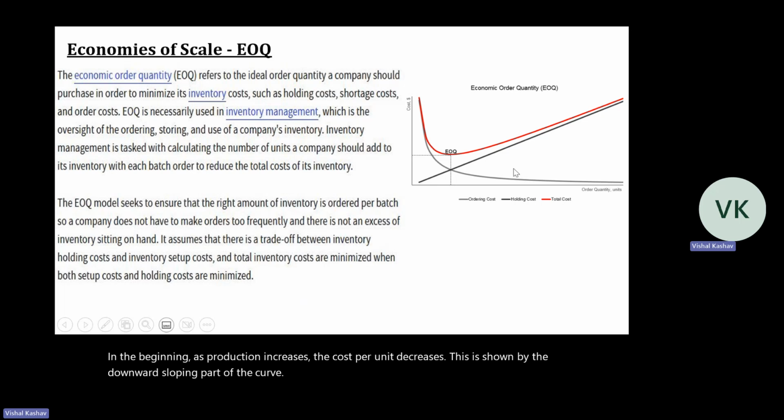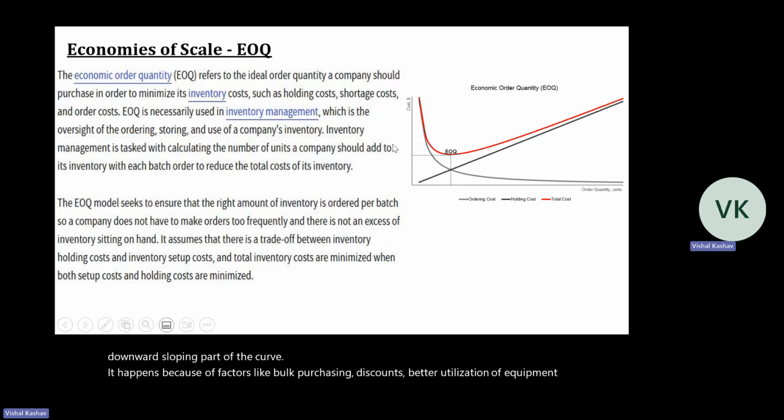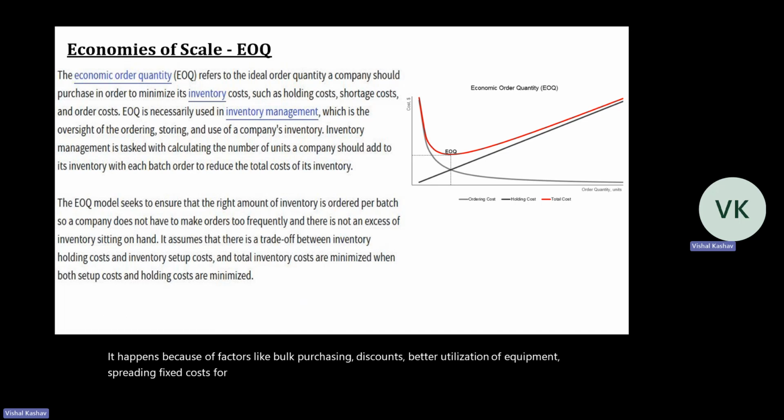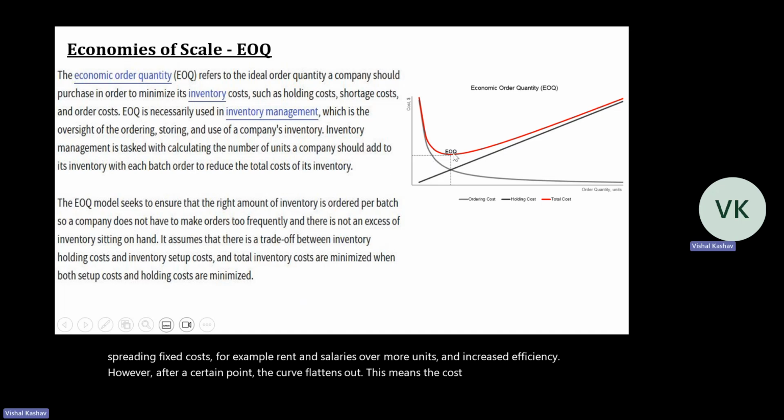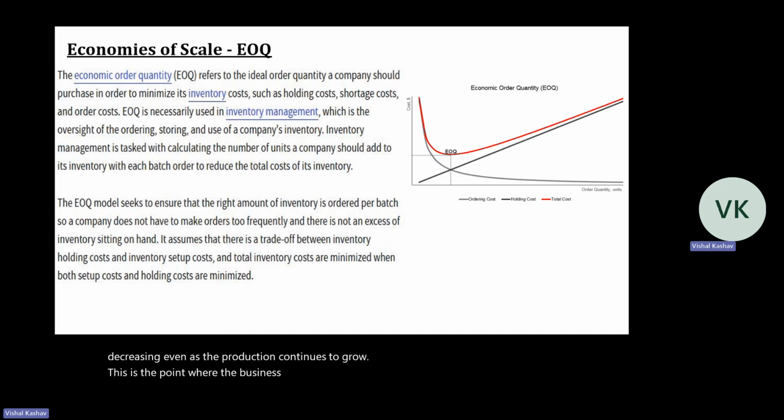It happens because of factors like bulk purchasing discounts, better utilization of equipment, spreading fixed costs, for example, rent and salaries, over more units, and increased efficiency. However, after a certain point, the curve flattens out. This means the cost per unit stops decreasing, even as the production continues to grow. This is the point where the business has reached optimal production efficiency.